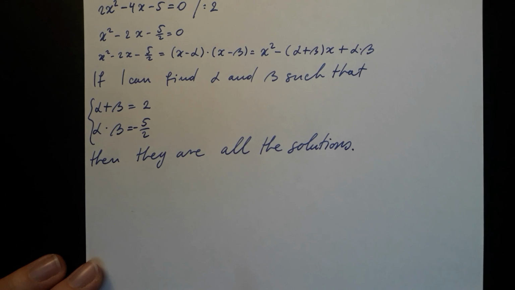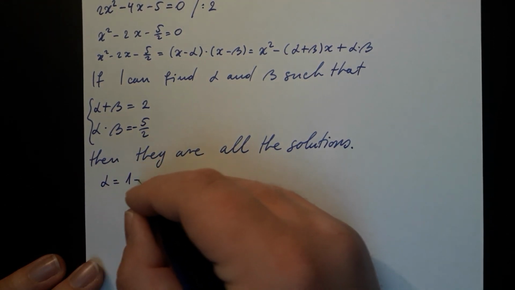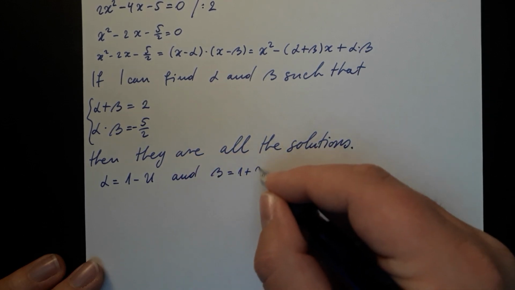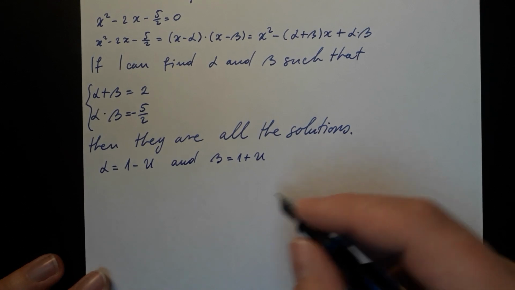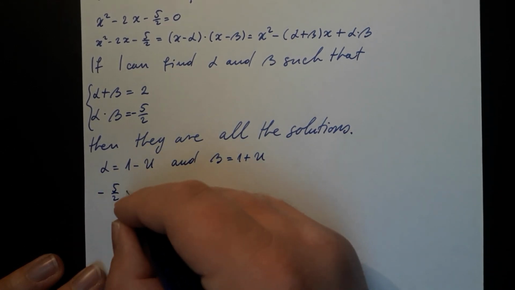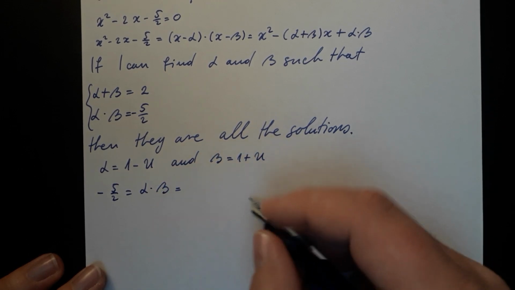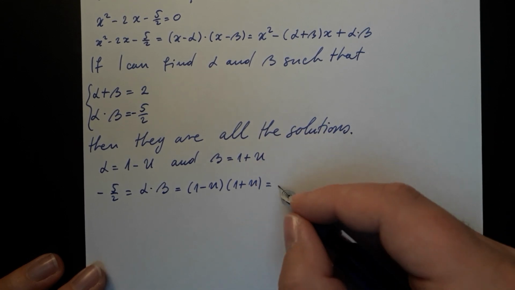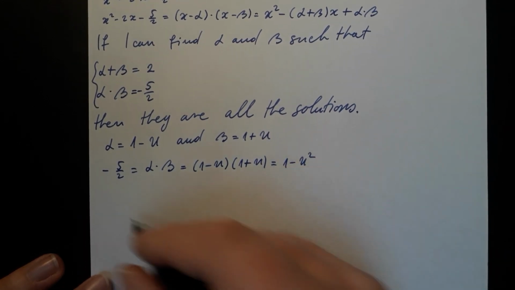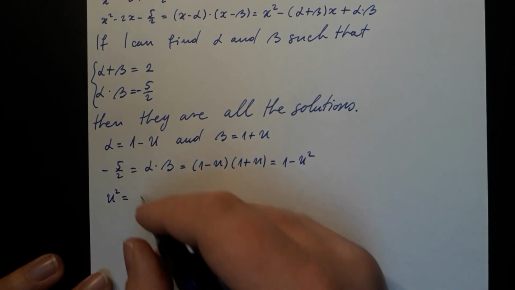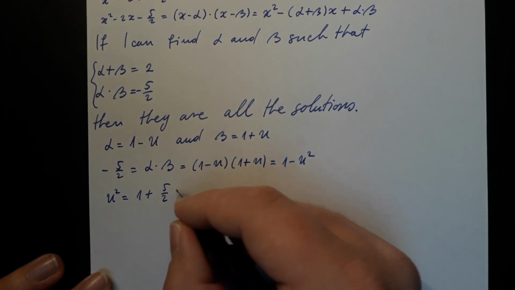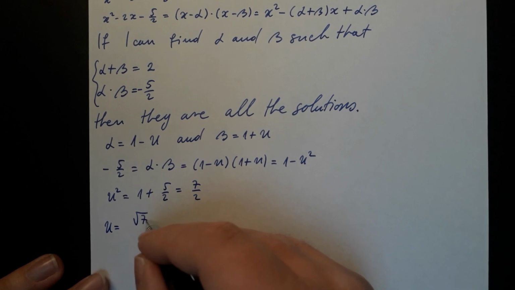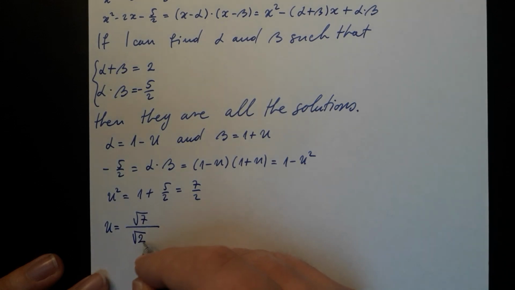So I need u such that alpha is equal to 1 minus u and beta is equal to 1 plus u, and they give the product. So minus 5 over 2 is equal to alpha multiplied by beta, and that is 1 minus u multiplied by 1 plus u. This is 1 minus u squared. So u squared is equal to 1 plus 5/2, and that is 7 over 2. So u is going to be a square root of 7 divided by a square root of 2.